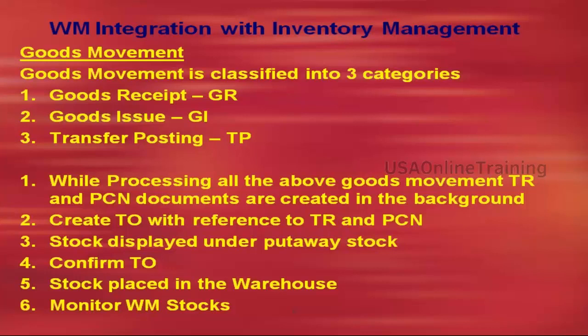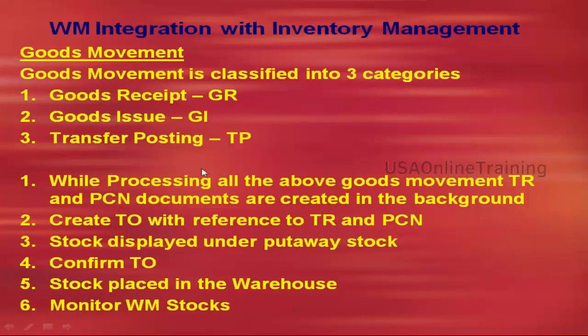Next, we are going to see WM integration with inventory management. What is the meaning of inventory, guys? Maintaining the stocks of materials and goods by value and by quantity is called inventory. Total inventory management deals with the goods movement of the material, how it takes place. What is the meaning of goods movement? A process resulting in a change in stocks is called a goods movement. It is further classified into three categories: goods receipts, goods issues, and transfer postings.